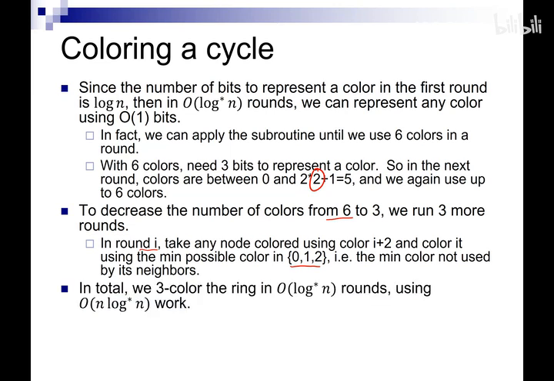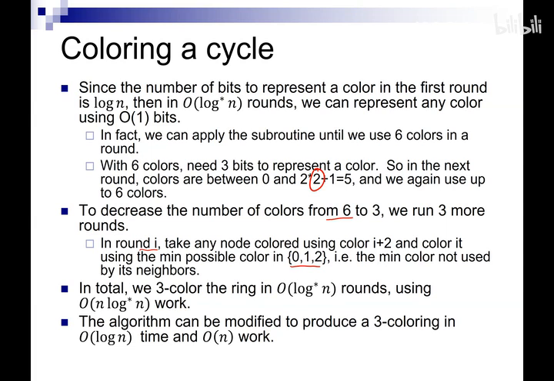To sum up everything, what we did was we managed to 3-color all of the nodes. The number of rounds we run for is log star n rounds, and then we can get down to 6 colors, and then you run for 3 more rounds, and you can get it down to 3 colors. The total amount of work that we did was n times log star n, because in every round, all of the n nodes are working in parallel.